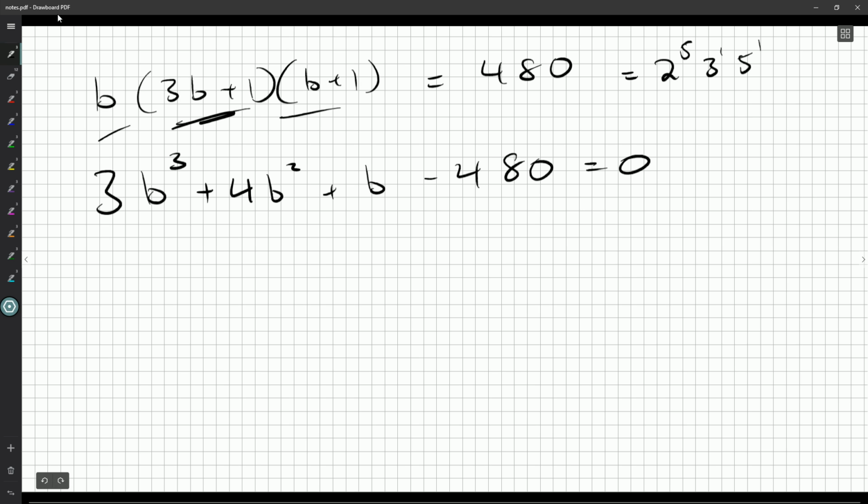Maybe b is 4. 4, 5, 13. No, that wouldn't work. We could try b as 5. 5, 16, 6. Yeah, that works. So I know b equals 5 is a solution. And now we can do polynomial division to get that out.